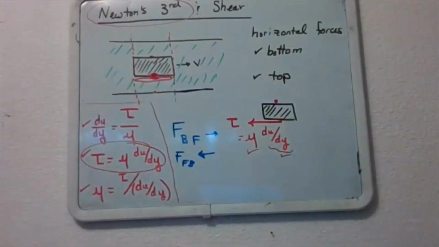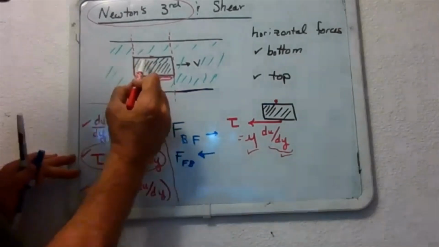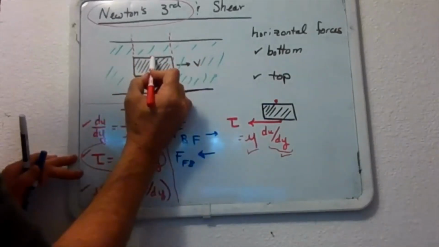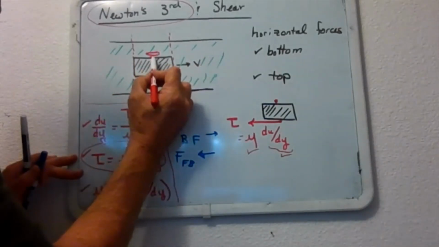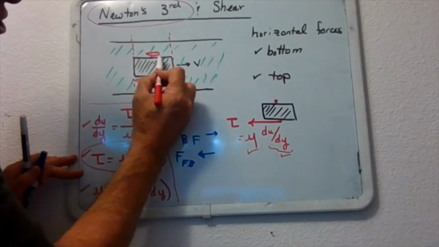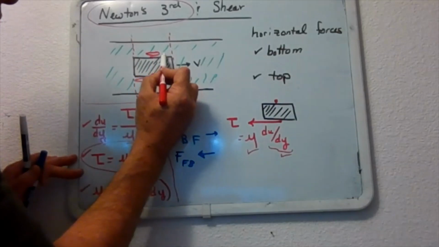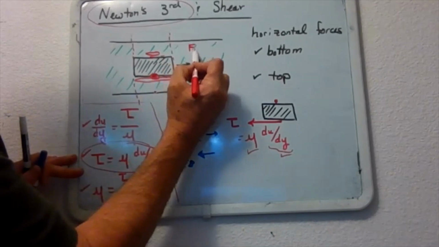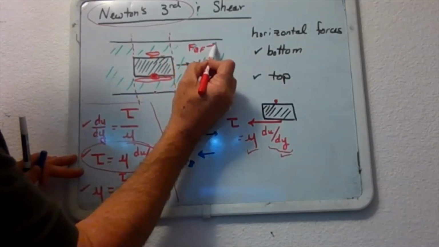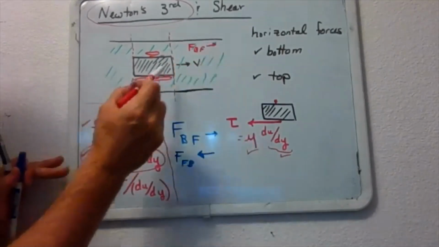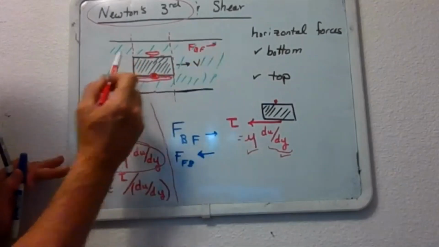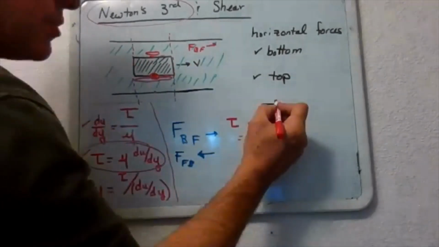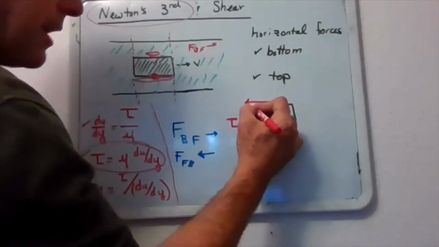What about the horizontal force at the top? It's really the same idea. As this object moves to the right, it takes the fluid right adjacent to it and pulls it to the right as well. So there's a force of the block on the fluid to the right. Conversely, there would be a force of the fluid on the block backwards. That's Newton's third law. So there would also be a drag force right like that.